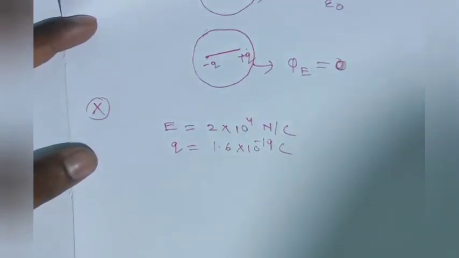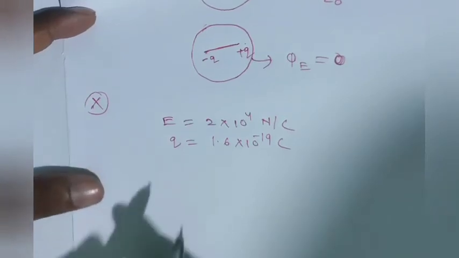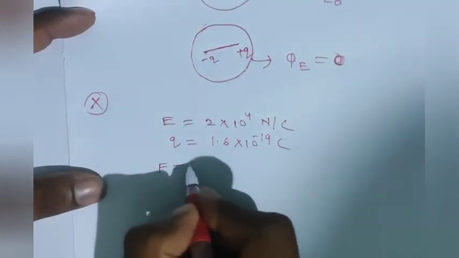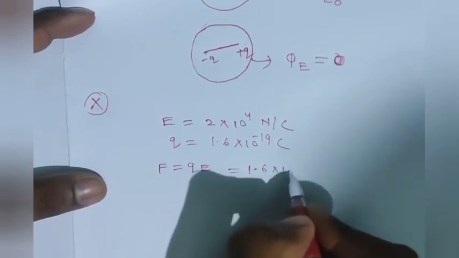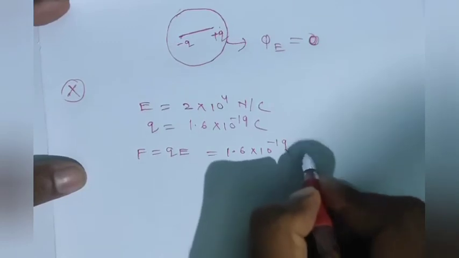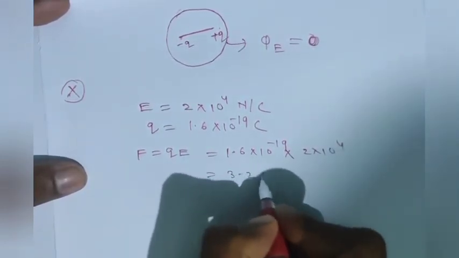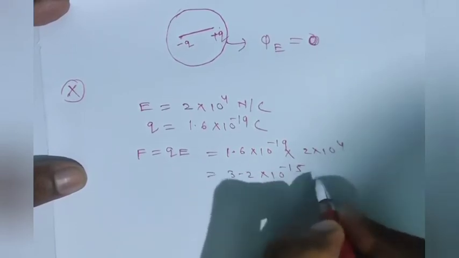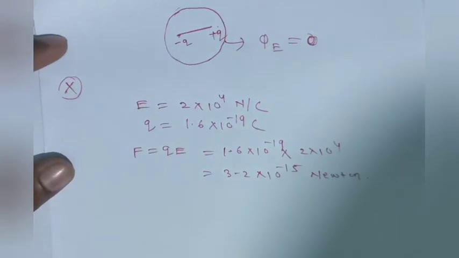In the question it was asking what will be the force on that electron. We know the formula, force equals Q into E. Q is 1.6 into 10 to the power minus 19, and the electric field is 2 into 10 to the power 4. So it will be 3.2 into 10 to the power minus 15 Newton. So it's very easy. Is it clear?